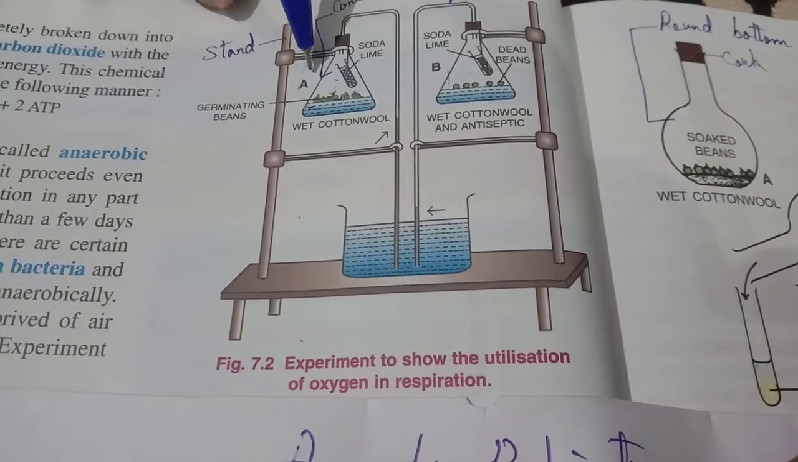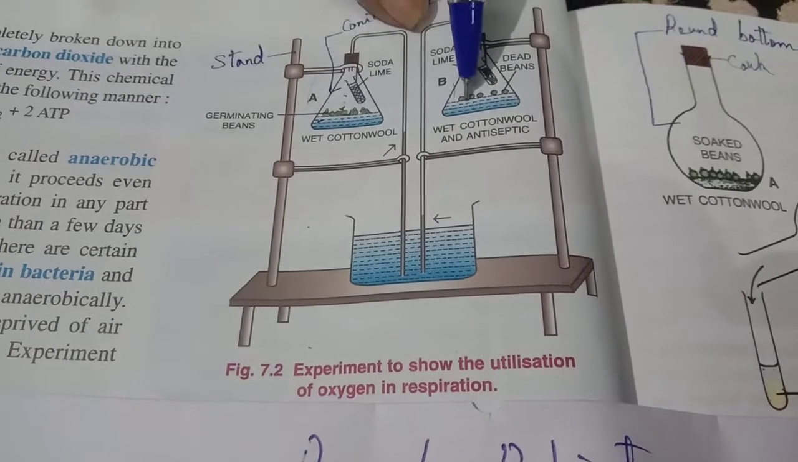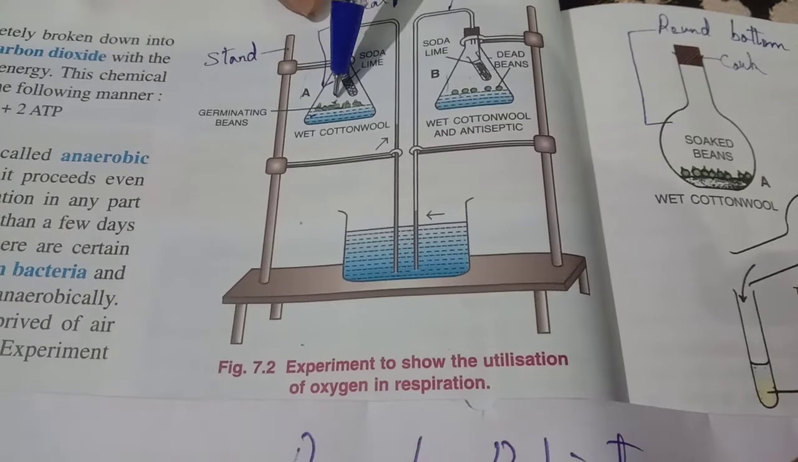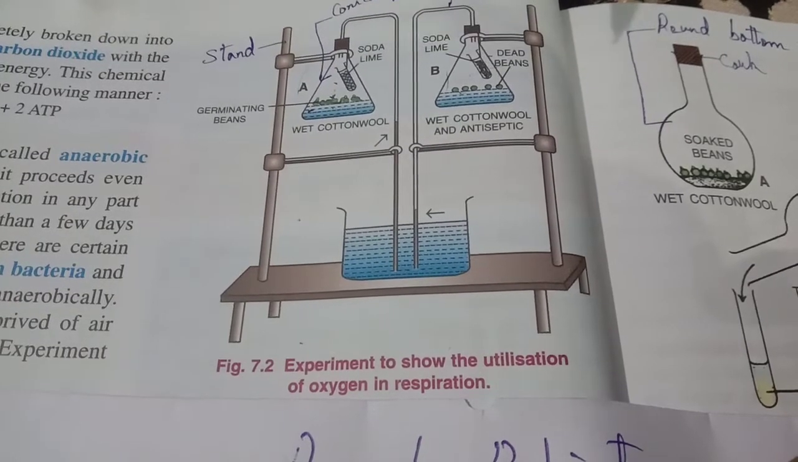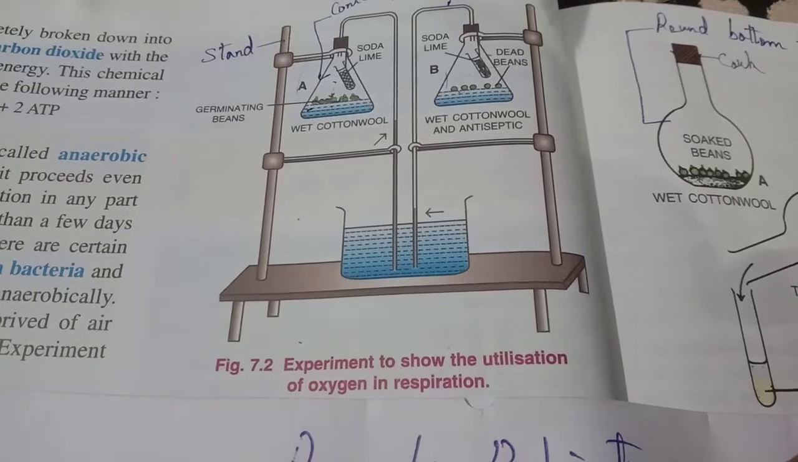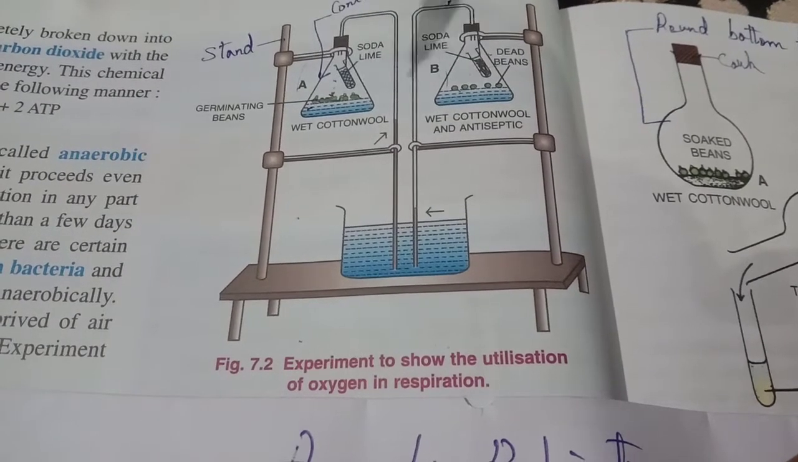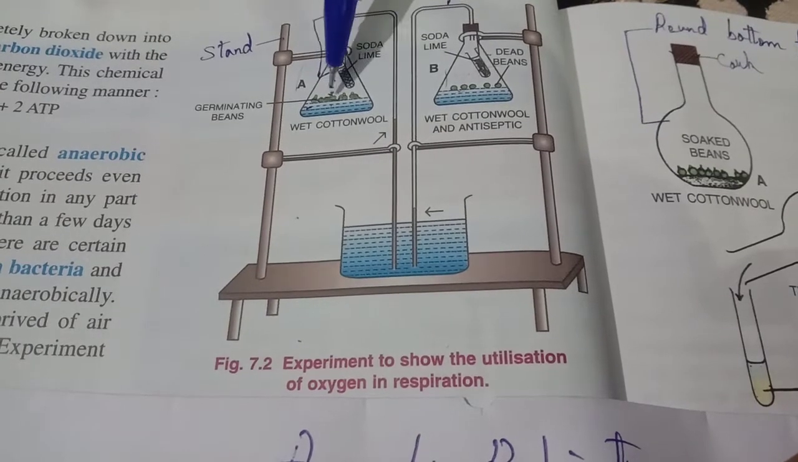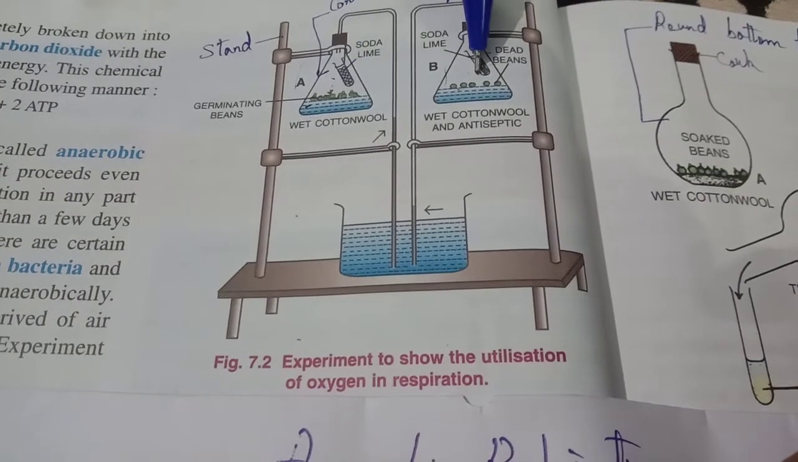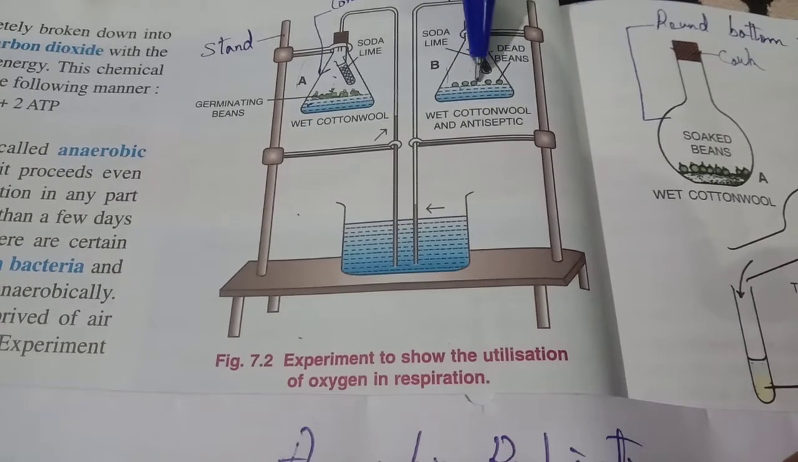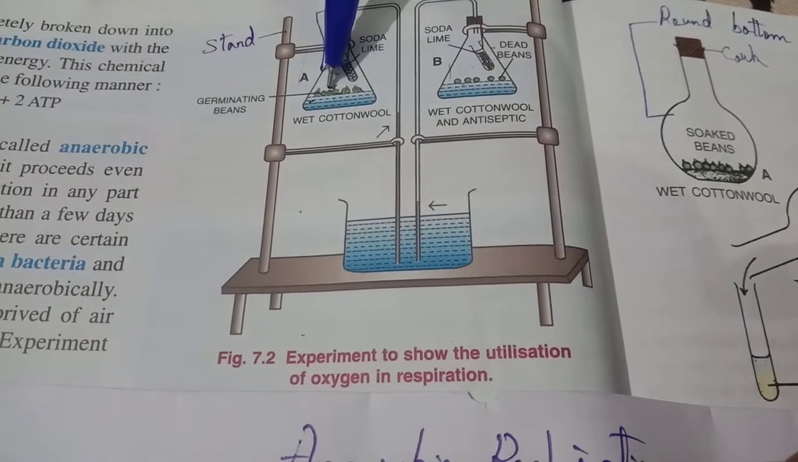Next, we place some germinating seeds, that is pea seeds or gram seeds, in one conical flask, marked A, and in the other we take boiled seeds, that is pea seeds. If you are taking pea seeds, here also you have to take pea seeds. If you are taking gram seeds, you have to take gram seeds. Now, care should be taken that an equal number of seeds are taken. Suppose you are taking 5 to 6 seeds, here also you require 5 to 6 seeds. Clear? 1, 2, 3, 4, 5. So 5 seeds here, 5 seeds here.